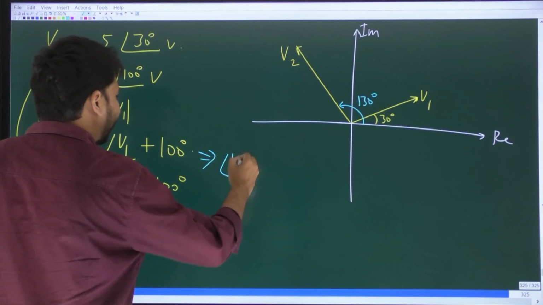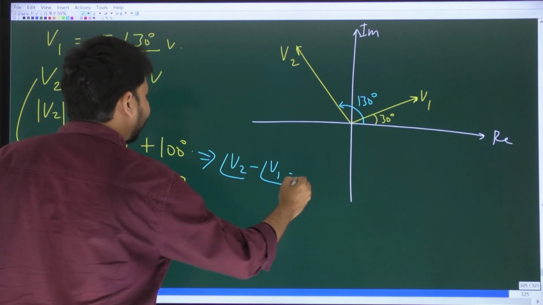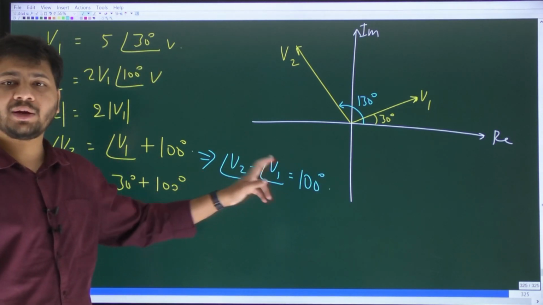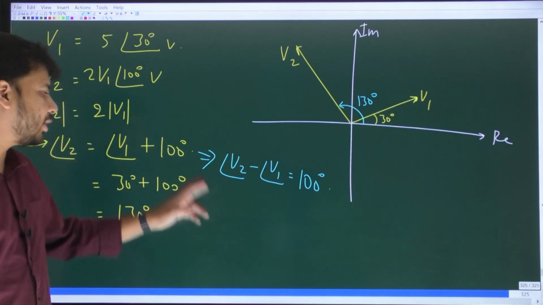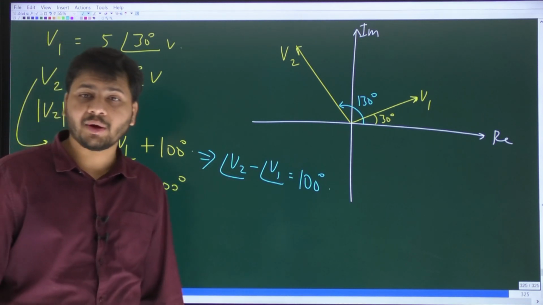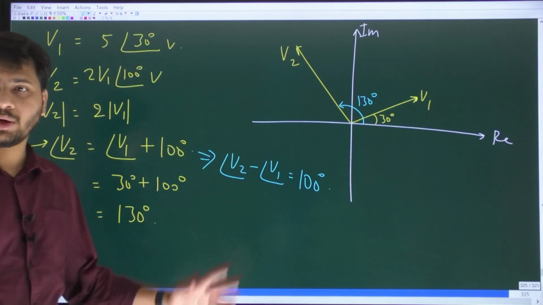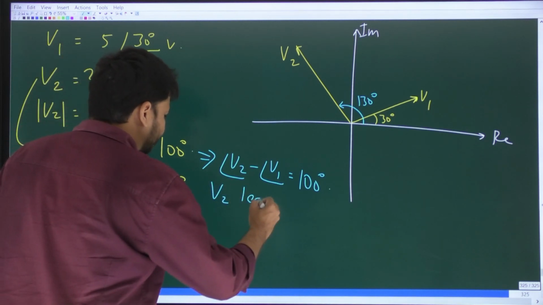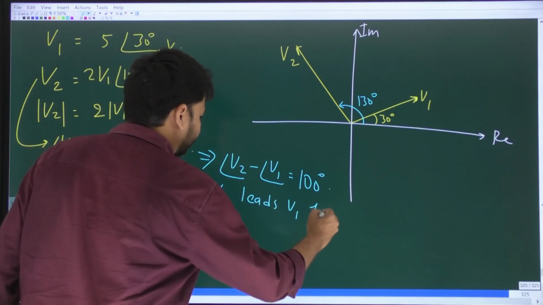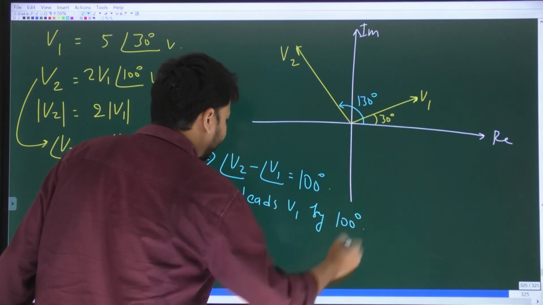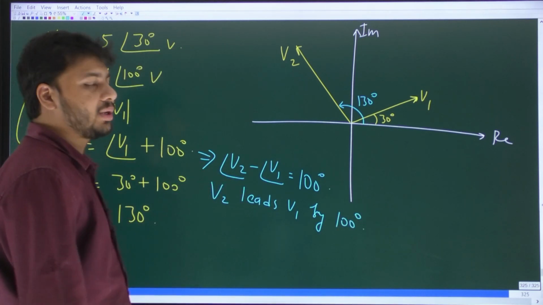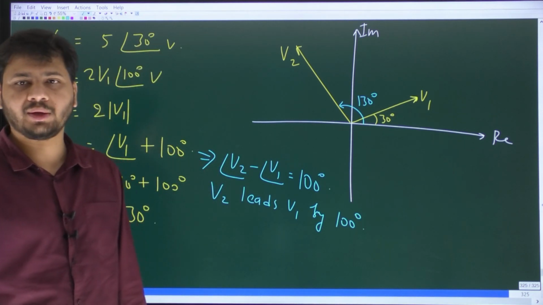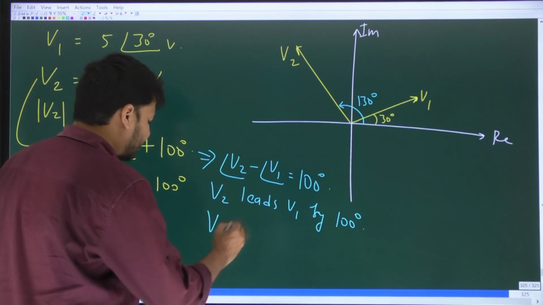This can be written as angle of V2 minus angle of V1 is 100 degrees. So the phase angle of V2 minus the phase angle of V1 is 100 degrees. From this we can say V2 leads V1 by 100 degrees. Yes or no? V2 leads V1 by 100 degrees. V2 leading V1 by 100 degrees is the same as V1 lagging V2 by 100 degrees. This is again the same as what?